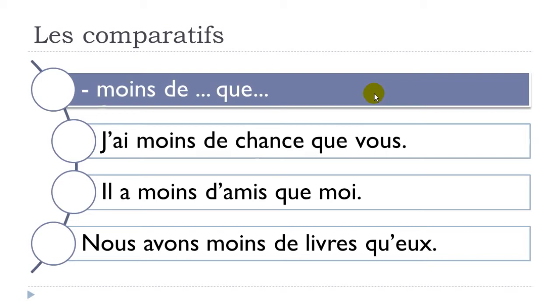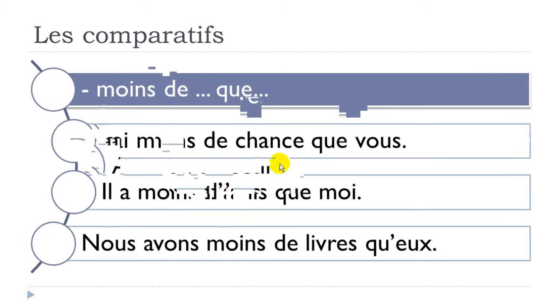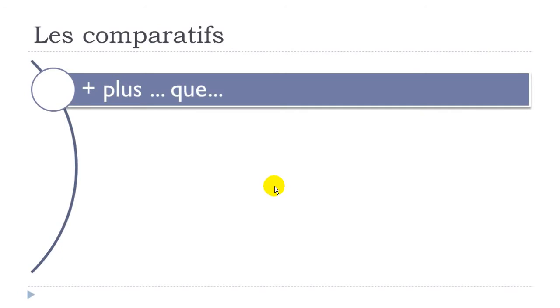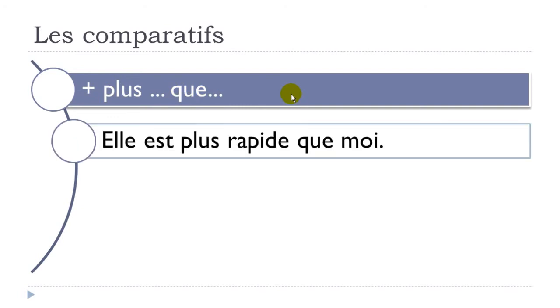Alright, so that's it. Now let's see if you want to compare and use a structure with an adjective. Donc avec un adjectif, okay. First structure, if you want to use this more, okay, so you will use this plus, and in that case you don't pronounce the S, okay, plus. Then you put your adjective, and after that you put this que, than, and the rest of the sentence. Okay, so let's see now. Elle est plus rapide que moi. Rapide is fast.